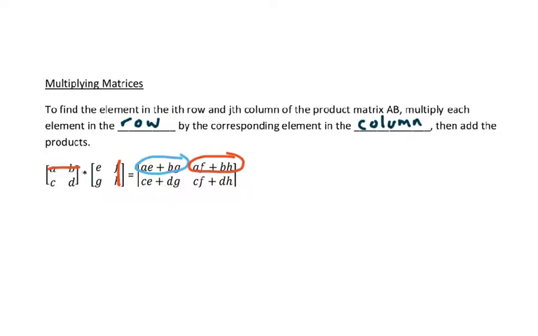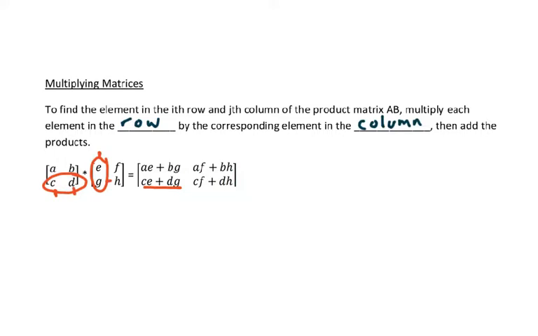So we're going to jump down and take a look at what we do with the second row. All right, row 2, here it is. Row 2, we're going to multiply times column 1 in the second matrix. And that's where we'll get this: C times E plus D times G. And that's where we get this entry.